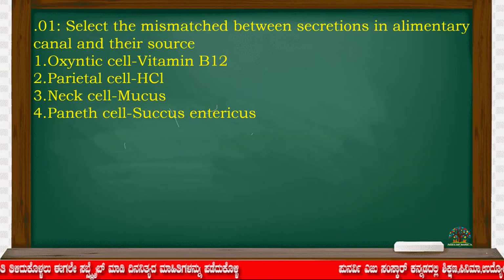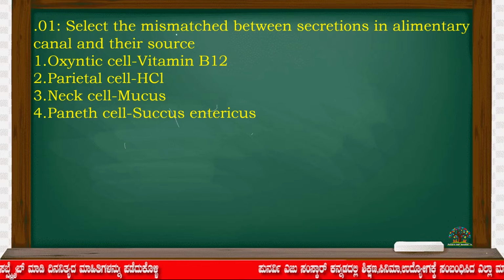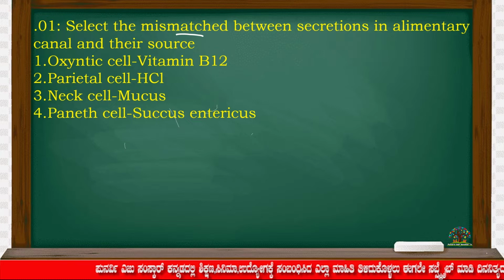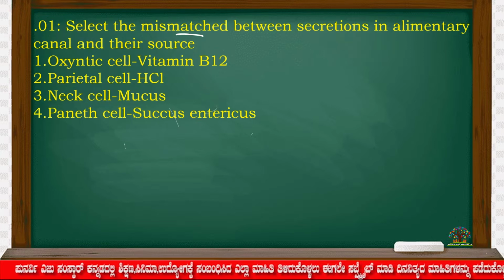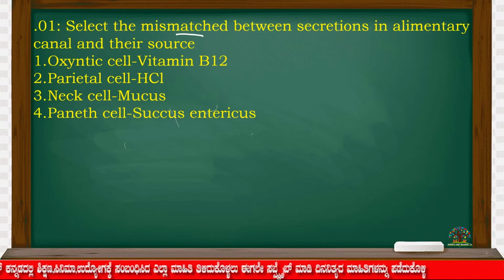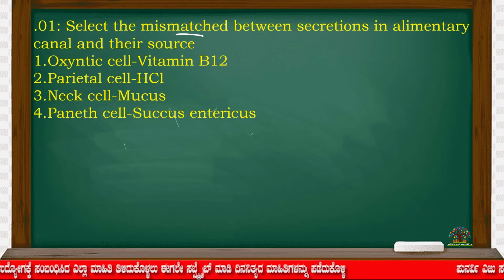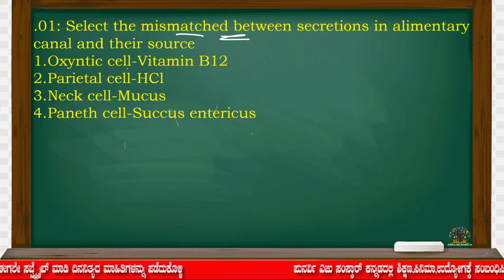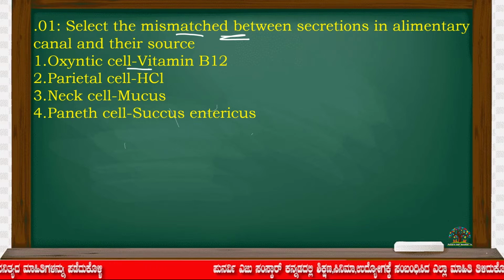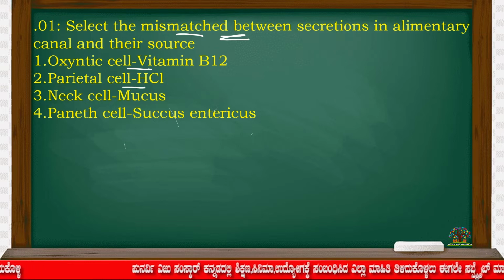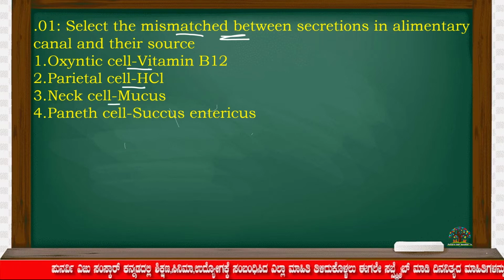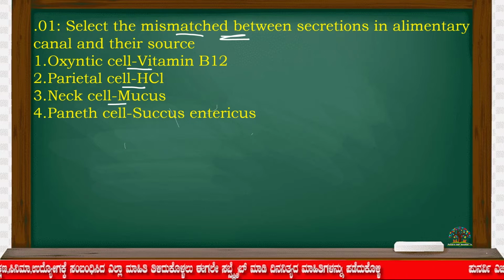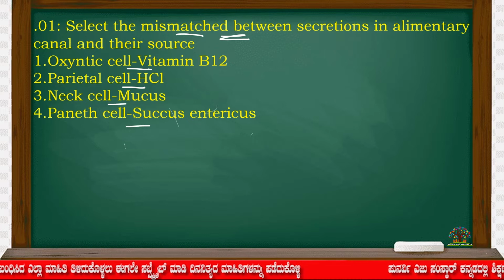Here is the first question which says select the mismatched between the secretions in the alimentary canal and their sources. There are certain cells that are present in the alimentary canal and the secretions listed right next to it. We'll have to find out the mismatched pair. First option is oxyntic cell which secretes vitamin B12. The second option, parietal cell which secretes HCl. Third option, neck cell which produces mucus. Fourth one, pinnate cell, which secretes succus entericus.